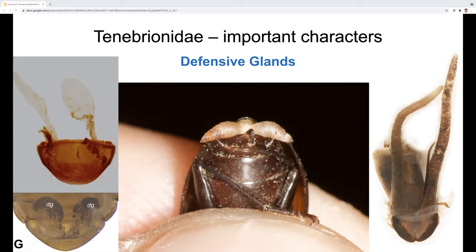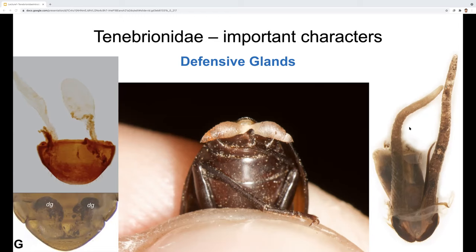This is a Zophobus, which is the genus that has the superworms in it. So they'll actually just push out their whole defensive glands and empty the contents all over them. And it's a good way to avoid predation. In other species, the glands don't evert, but they stay internal. And they're these kind of elongate, sac-like things. Sometimes they're short and sac-like.